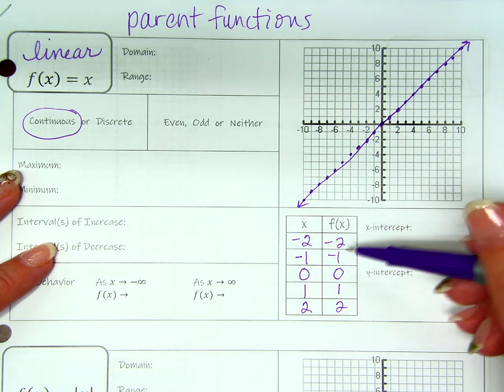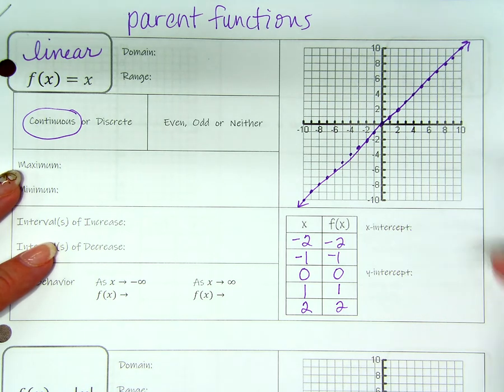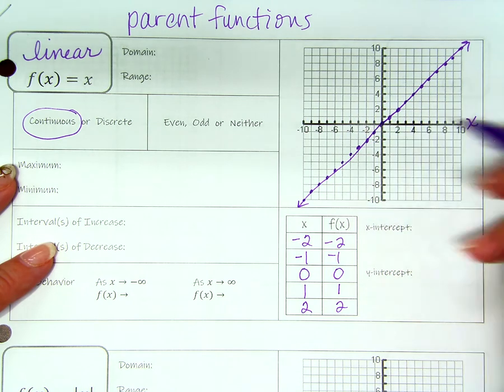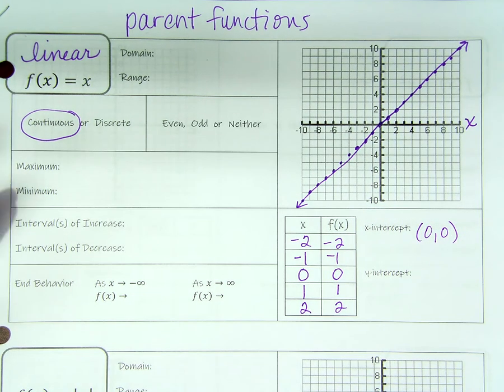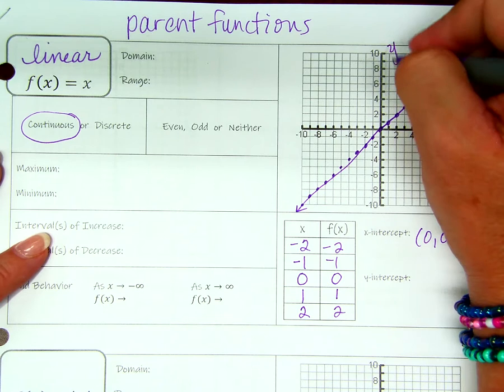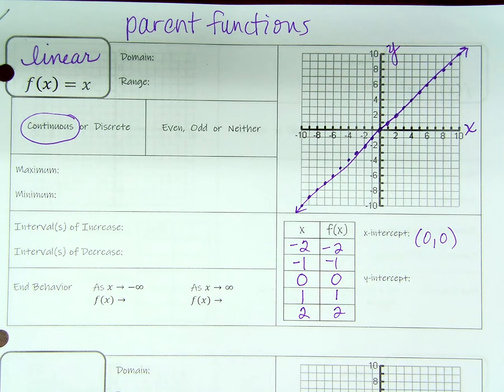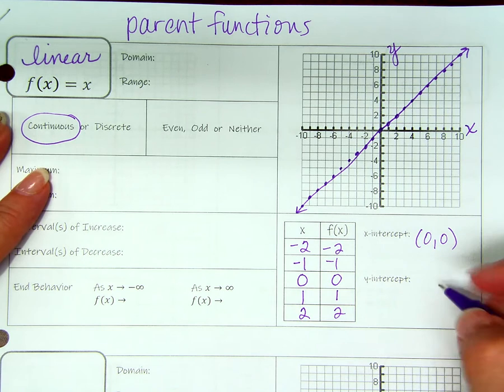Where is the x-intercept of this function? If this is the x-axis right here, where does it cross the x-axis? So 0, 0, because it crosses at a point, right? Well, if this is the y-axis, where does it cross the y-axis? Wait, it's the same? Yeah. Oh, okay, that's fine.